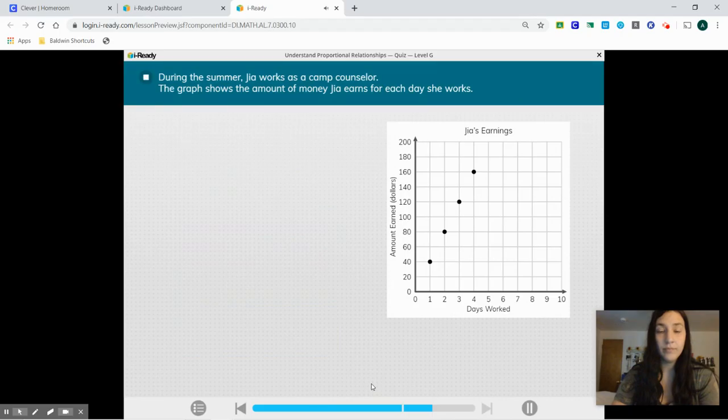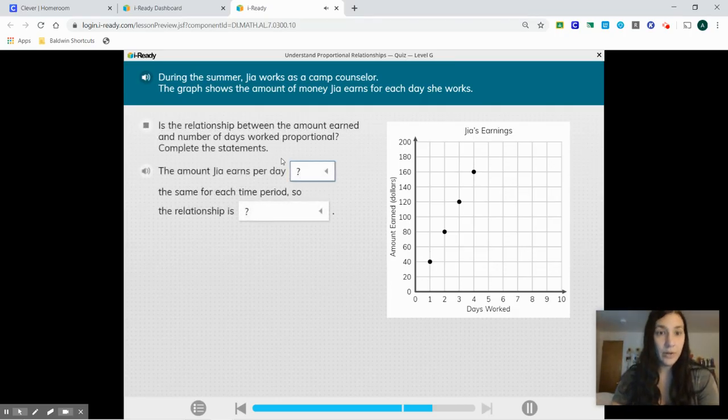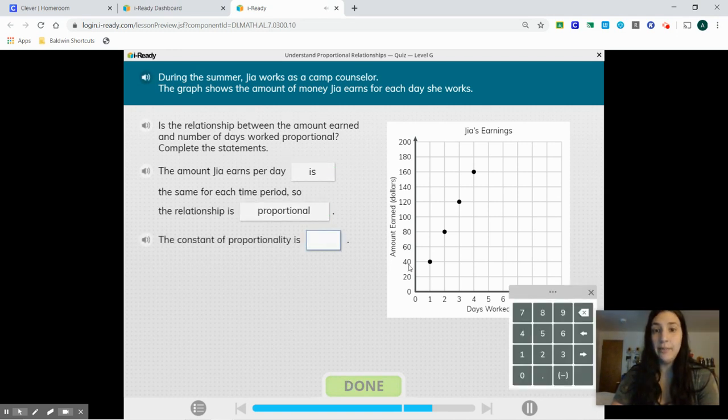During the summer, Gia works as a camp counselor. The straight line graph through the origin shows the amount of money Gia earns for each day she works. So she has a proportional relationship. Is the relationship between the amount earned and the number of days worked proportional? Yes, it is. Complete the statement. Proportional relationship. And for the constant of proportionality, we're going to do y divided by x. So 40 divided by 1, which will give us 40.